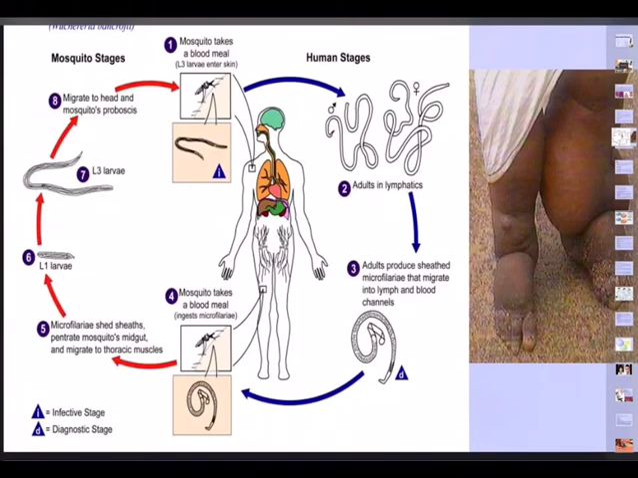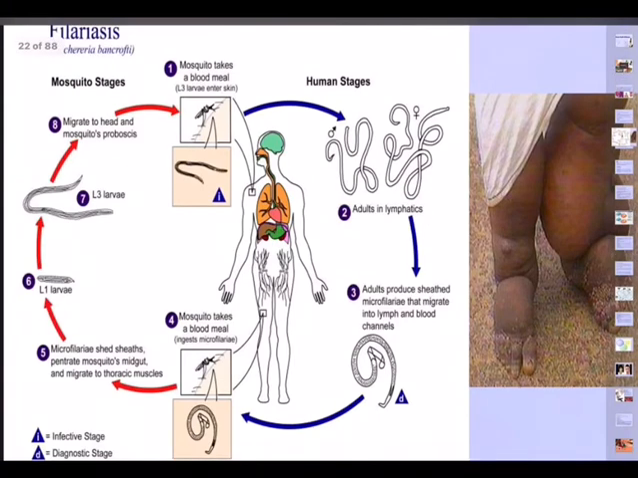From the mosquito's midgut, it reaches the thoracic muscles where primitive larvae, called L1 larvae, are produced, and they get matured and become L3 larvae. And L3 larvae migrate to the head and proboscis of the mosquito, and again it bites another person. So this is how the cycle goes on. And here the agent or the carrier that is helping to spread the disease is Culex.